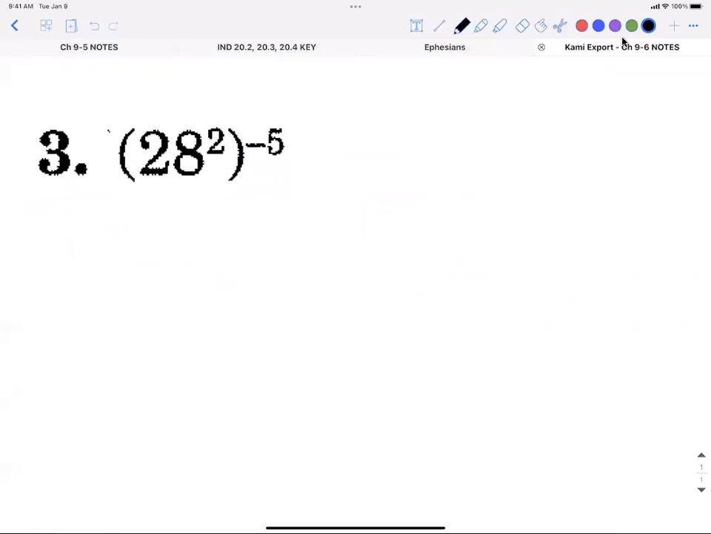So my base is 28. It's going to stay 28. And then my power to a power is a superpower, so I'm multiplying here. 2 times -5 is what? -10. All right, now this goes back to 9-4.